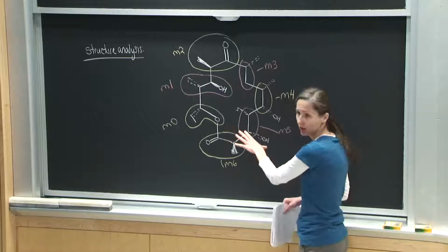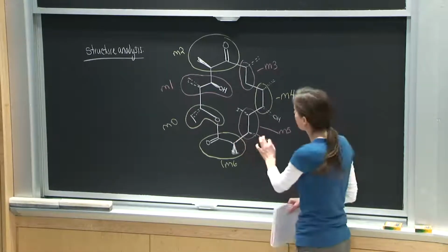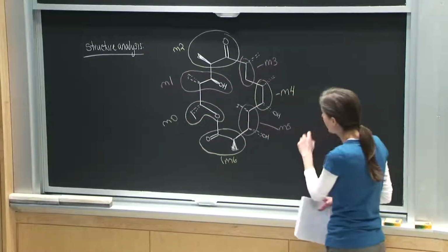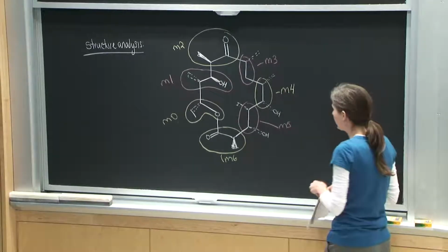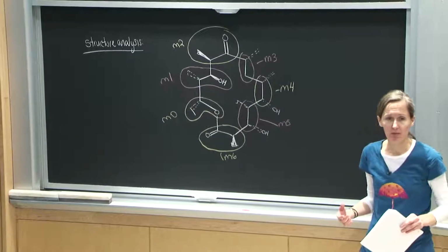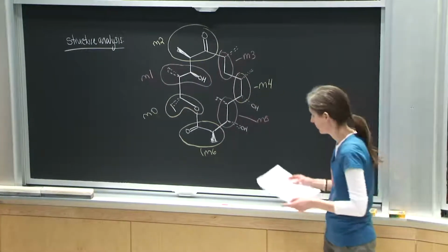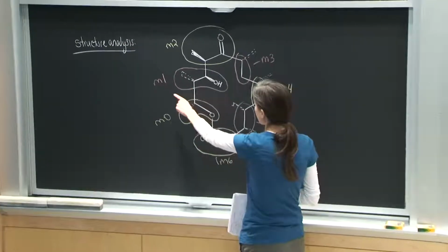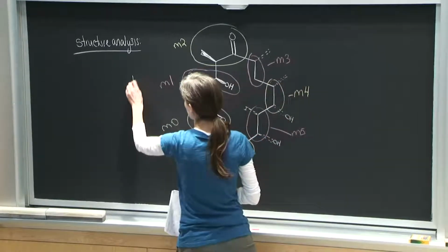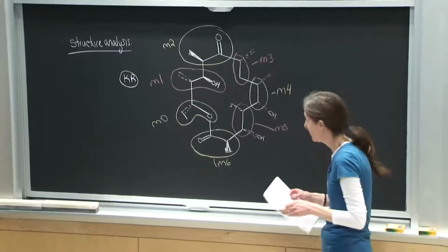So looking at a structure, you can begin to dissect what the assembly line will look like in terms of the number of modules, right, by counting C2 units in the growing chain here. And then the other thing we can do is look at the functional group status and ask what types of optional domains needed to be there in order to give a given functional group, right? So for instance, in this case, in module 1 here, we're seeing an OH group. So we know there had to be the action of a ketoreductase to reduce the ketone, right?